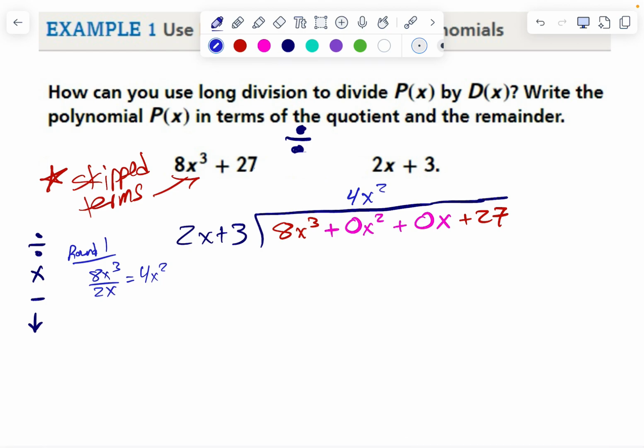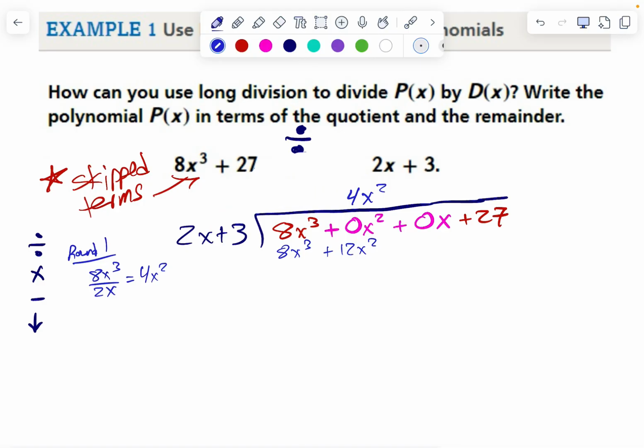That's the division. Now we multiply. Okay, so we're taking 2x and 3 times 4x squared. What's 2x times 4x squared? That is 8x cubed. What is 3 times 4x squared? 12x squared. Okay, and it's lining up nicely with the terms that we filled in.